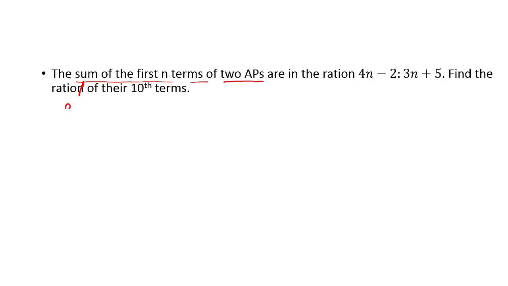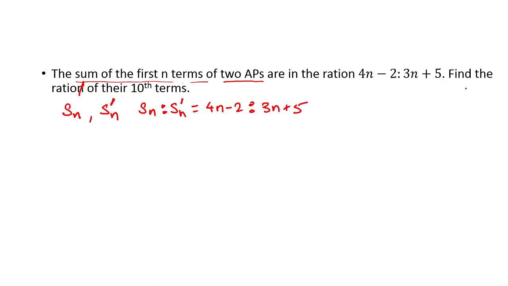So if I take Sn as the sum of the first n terms of first arithmetic progression, and let me say Sn dash, just to distinguish the two arithmetic progressions, let me say Sn dash is the sum of the first n terms of the second arithmetic progression. What is given to us is Sn and Sn dash, their ratio is equal to 4n minus 2 is to 3n plus 5.